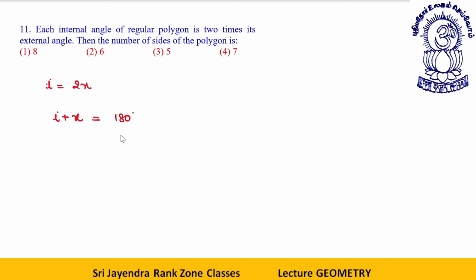I plus x is equal to 180 degree. Therefore, I put 2x instead of I. I write from here actually. Therefore, 2x plus x gives you 180 degree, or 3x gives you 180 degree, that is x gives you 60 degree.